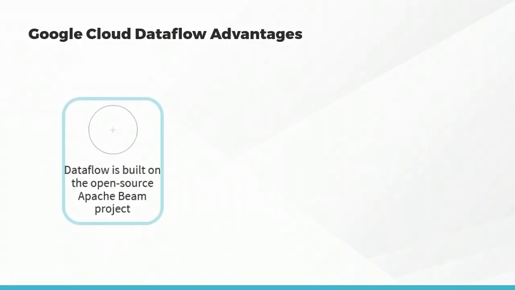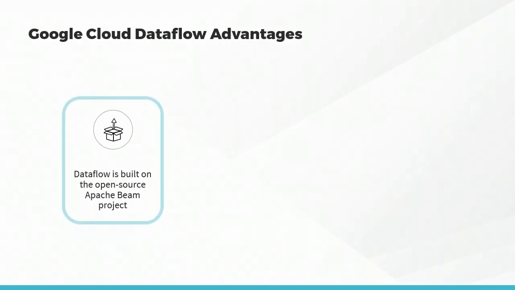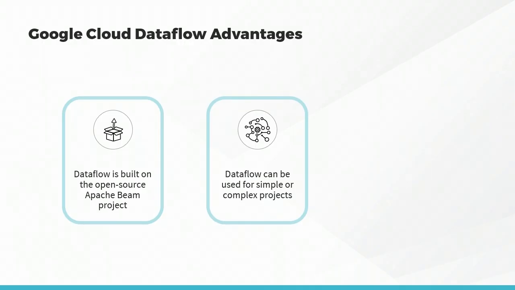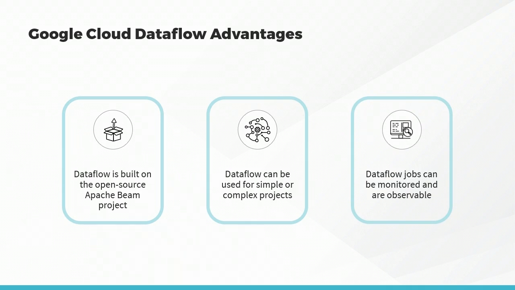Google Cloud Dataflow is built on the open source Apache Beam project, and it can be used for simple or very complex projects thanks to its natural scaling. Dataflow jobs can be monitored, and they're completely observable for us. We can use the Dataflow monitoring interface in the Google Cloud Console to take a look at the status of our pipeline. The interface includes a graphical representation of the pipeline, and it can show us the progress and execution details of every stage within the pipeline, whether that's extraction, transformation, or loading. The monitoring interface makes it easier to spot problems, such as bottlenecks within our pipeline, or if there's high latency somewhere, it'll pop up on our dashboard.